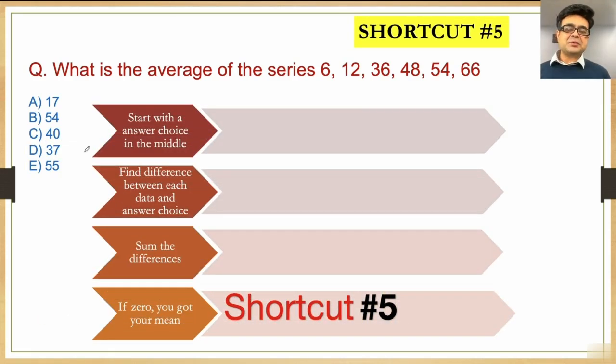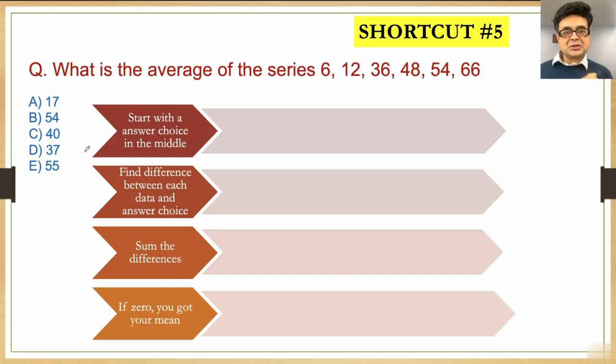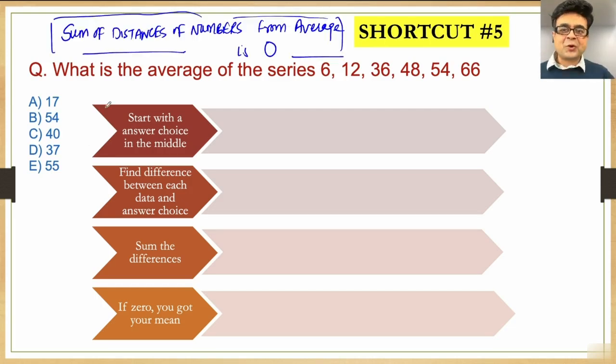This is my least preferred method. However, it can be very powerful in the right circumstances. And this is to start with the answer choices and use a very important property of the average, that the sum of the distances of the numbers from the average is 0. Let me write that down quickly. Okay, and as I have written it down, let me repeat it. The sum of distances of the numbers from the average is 0.